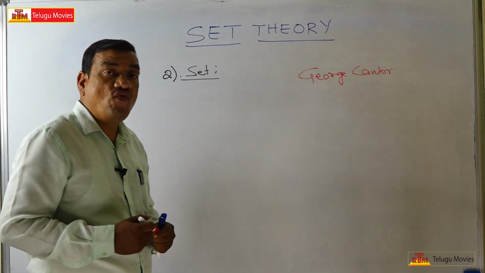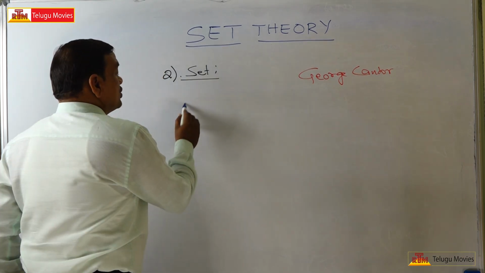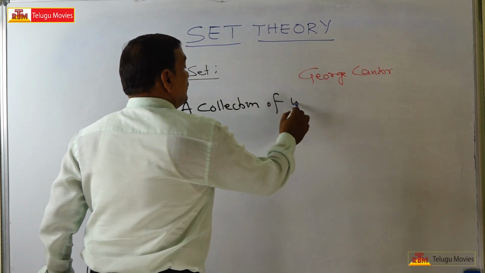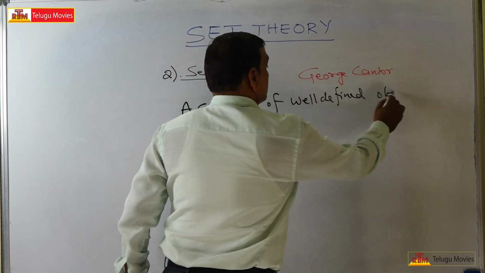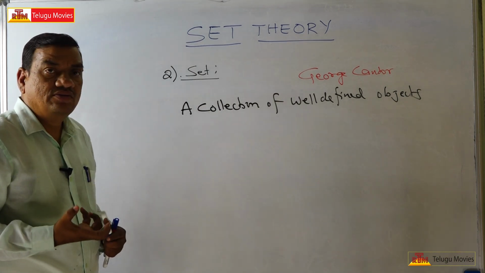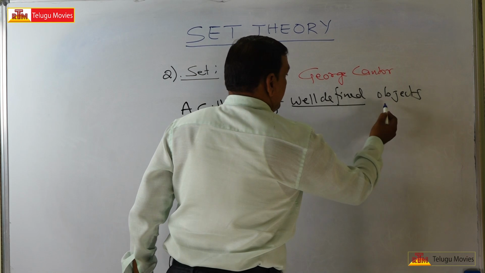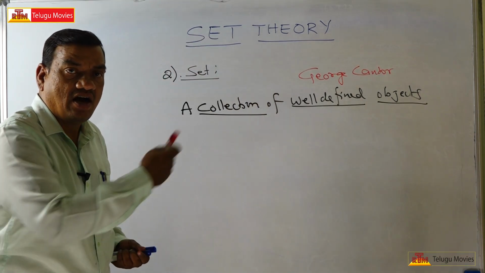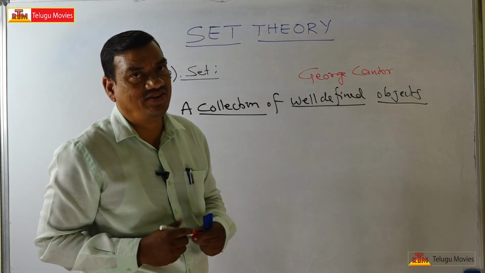A set is a collection of well-defined objects. Here there are three things we have to observe: collection, well-defined, object. I already explained what an object is. It is a living or non-living thing.